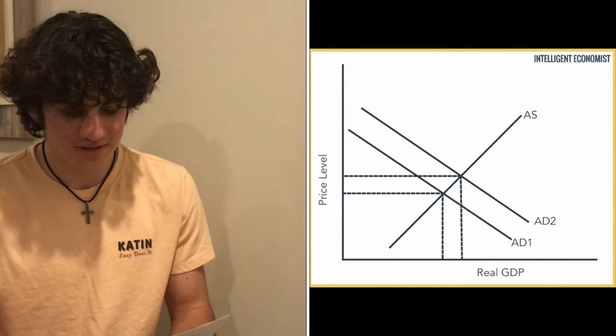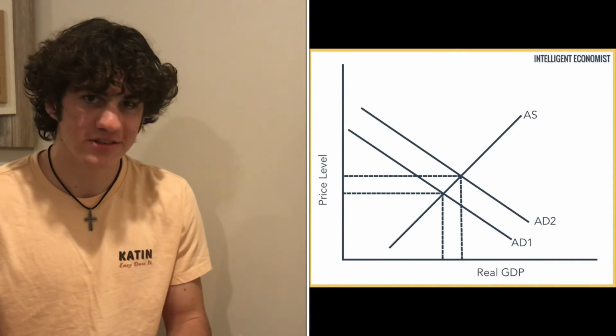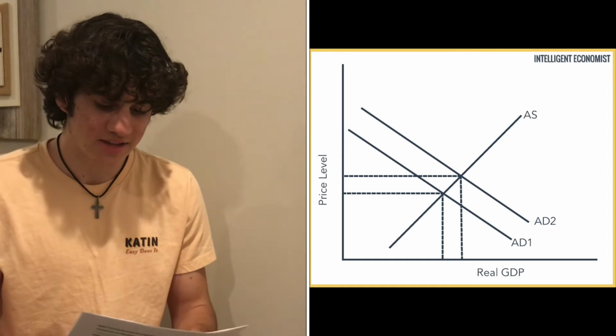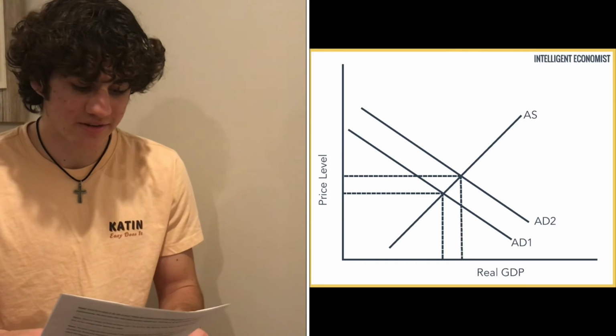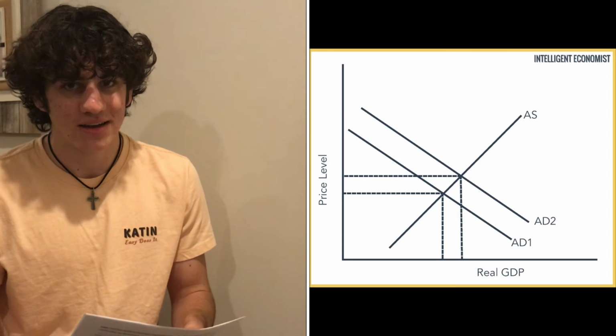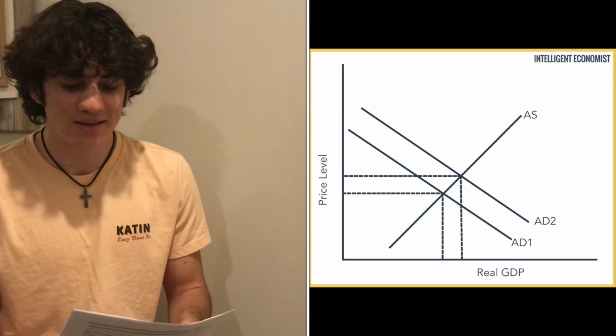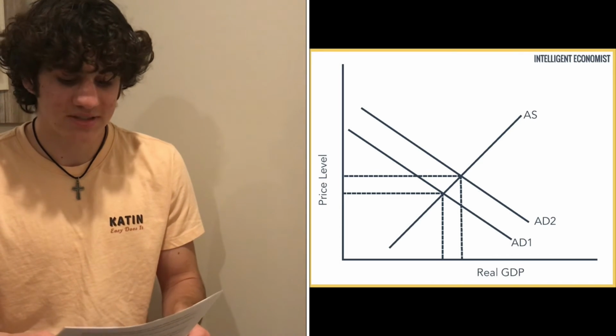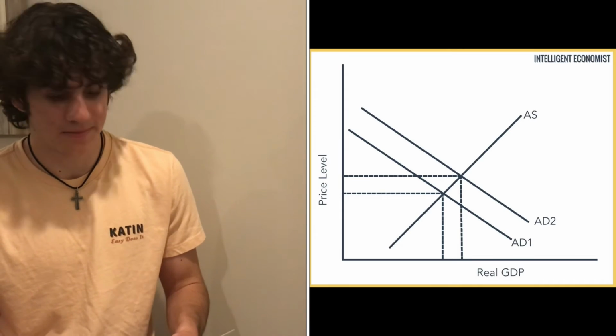Demand pull inflation is inflation that is caused by an increase in aggregate demand. As shown in the graph, as the aggregate demand curve shifts to the right, the price level and real GDP increase, typically due to an increase in government spending.